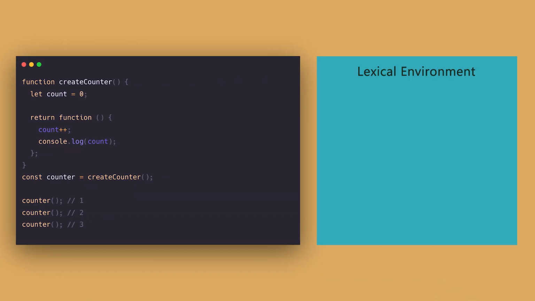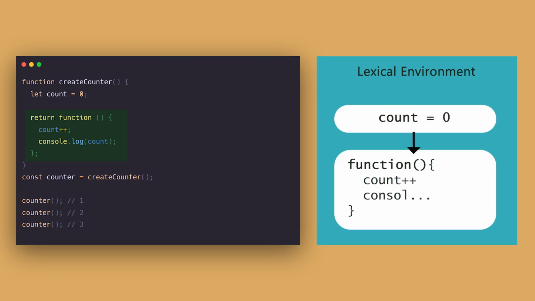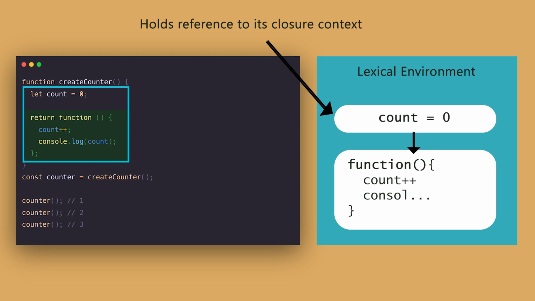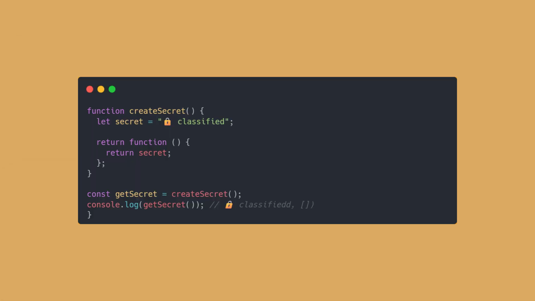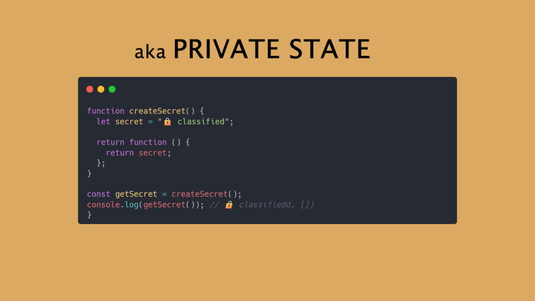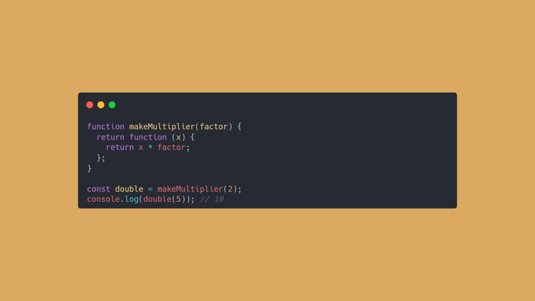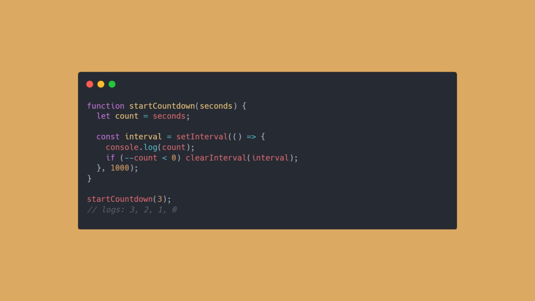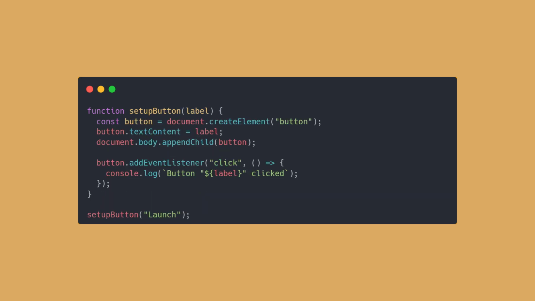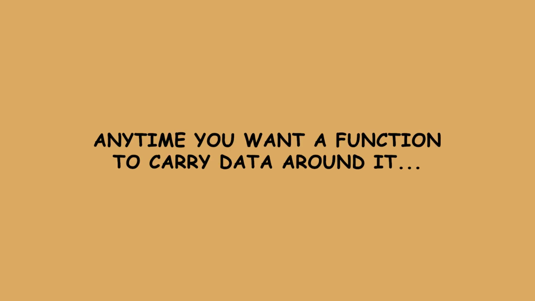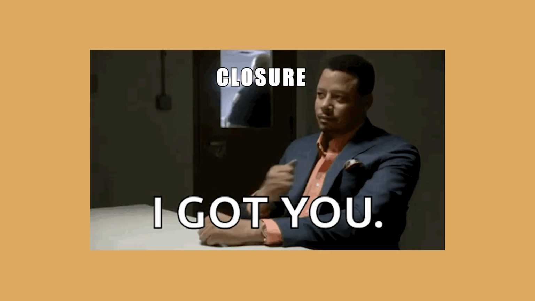Here's the key concept. When a function is created, JavaScript stores a reference to its surrounding lexical environment, including the variables in it. That environment stays alive in memory as long as the function needs it. Which is why closures are so useful. We can use them for hiding variables, aka private state, creating customizable functions, handling timers, async code, event handlers. Basically, anytime you want a function to carry data around with it, closures got your back.